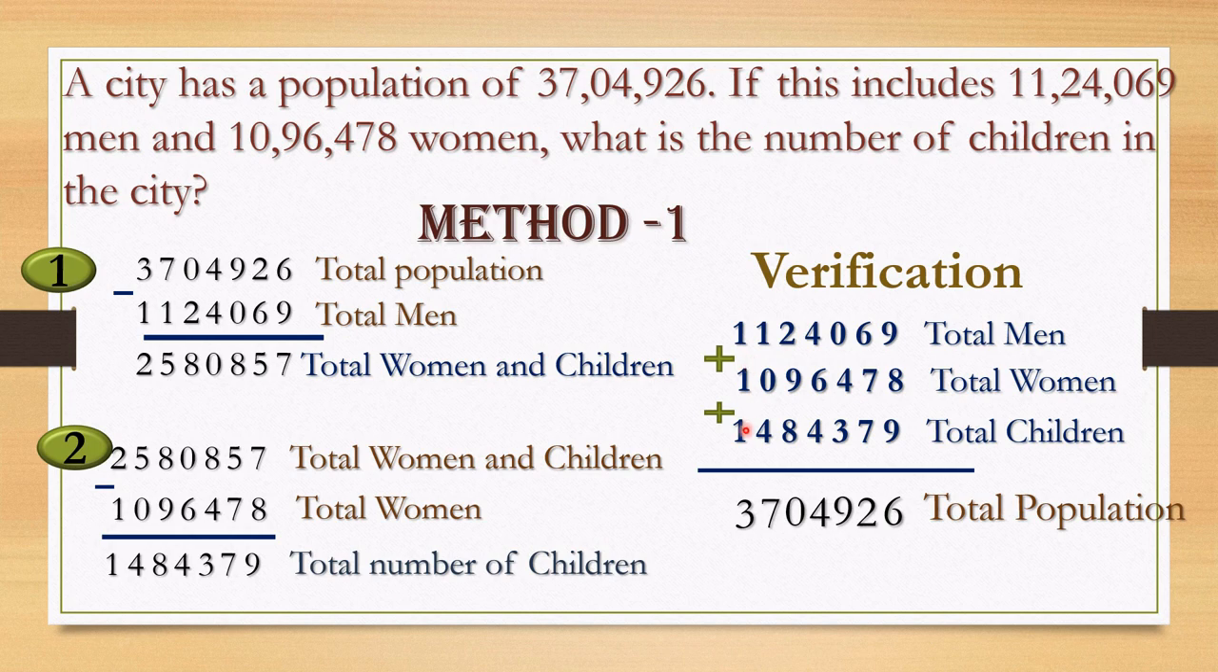Now we have 1 plus 2 plus 3, correct? This is 37,04,926, the total population. Same number we can see here. So our verification is over and our sum is right. Dear children, this is method 1. Okay? Like that only we will take the same problem and we will solve this problem by using method 2 in the next page.